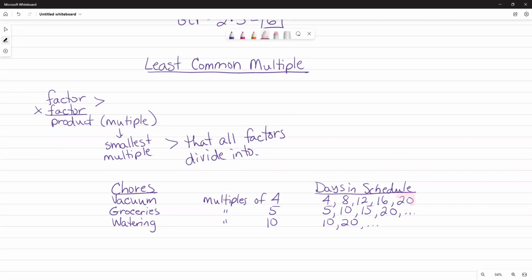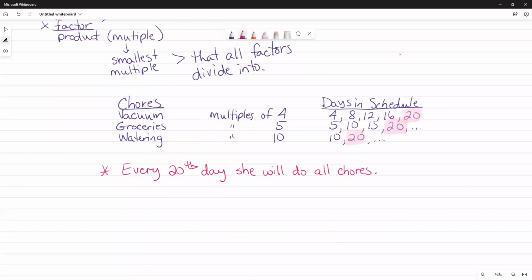All right, so once I have that, then I find that the smallest common multiple between 4, 5, and 10 is 20. So that means that every 20th day, she will do all 3 on the same day. All right. So I'll be watching out, making sure there's nothing else I need to do on those every 20th day. All right, so let's go to the book's definition of your least common multiple.